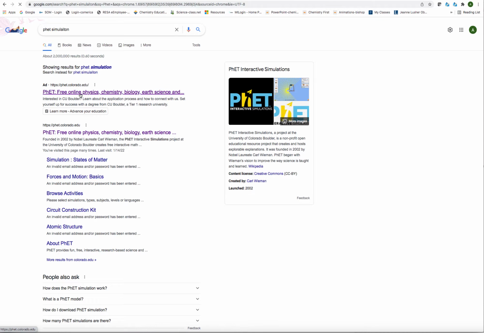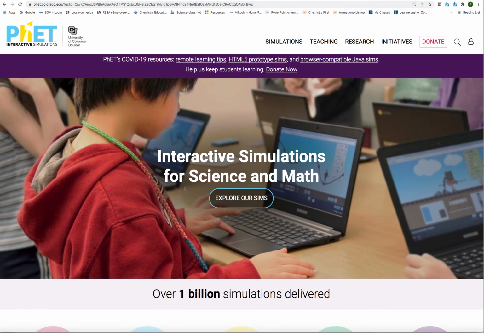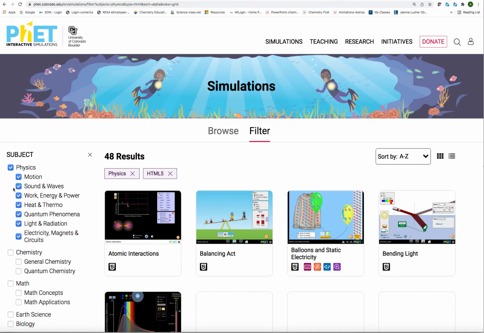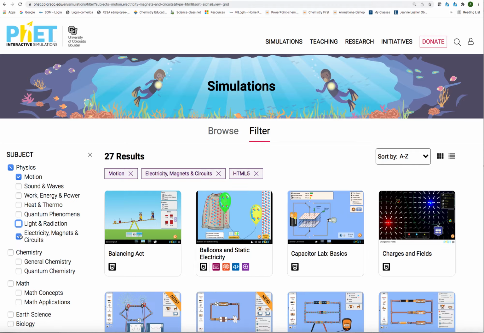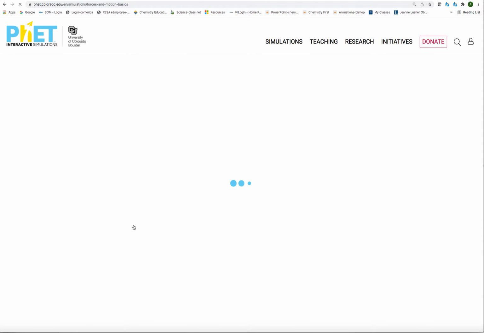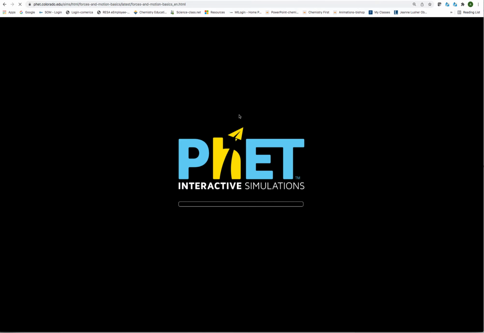And then you click on that, and when you're here, you scroll down and get physics. Then let's narrow the search a little bit by unchecking all those boxes and keeping only motion, and then you'll have Forces and Motion: Basics. So we're going to be working on that. Click on this. Okay, let it play.